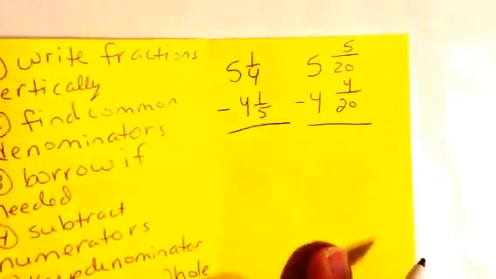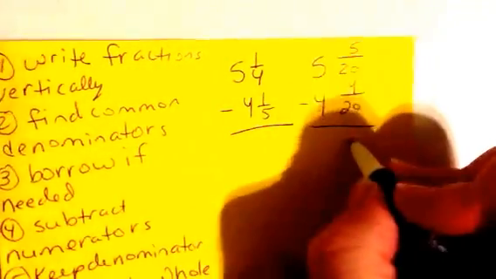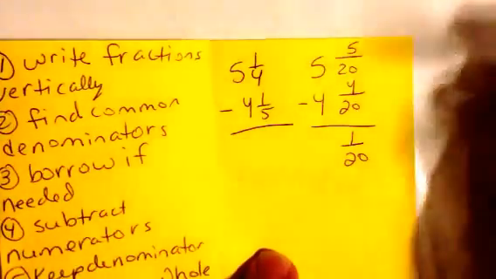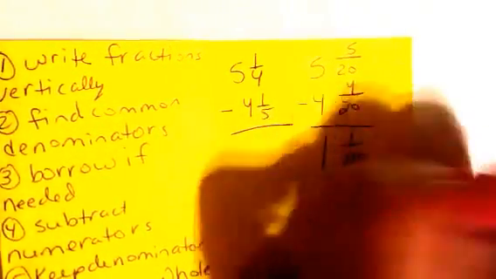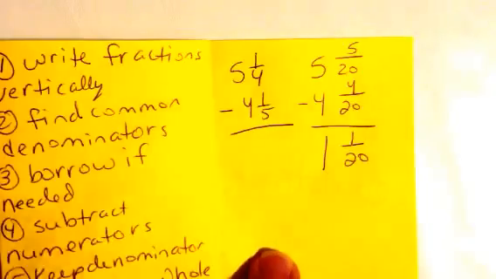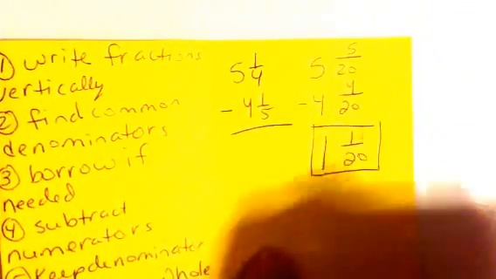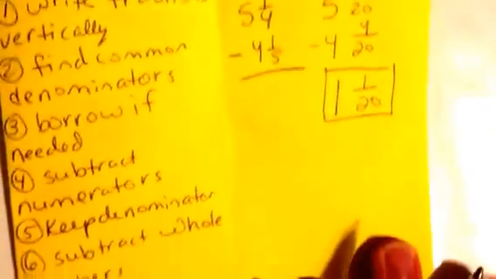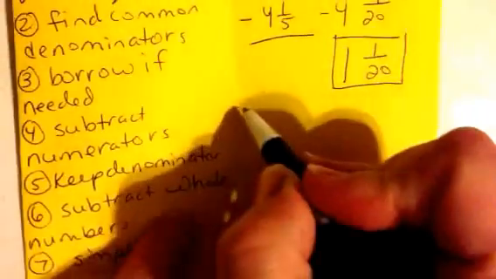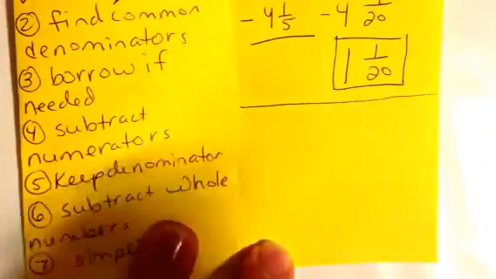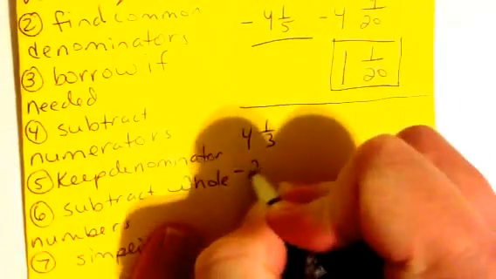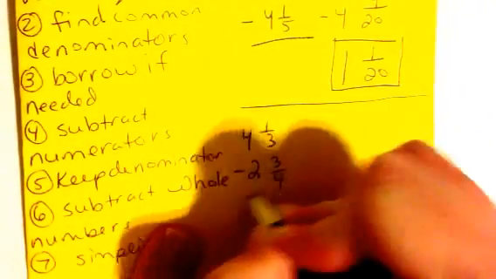Now I'm going to subtract. 4 from 5 is 1. Keep my denominator of 20. Subtract my whole numbers. 4 from 5 is 1. So I get an answer of 1 1/20. But we're going to work another example where we have to borrow. So for our second example, we're going to have 4 1/3 minus 2 3/4.